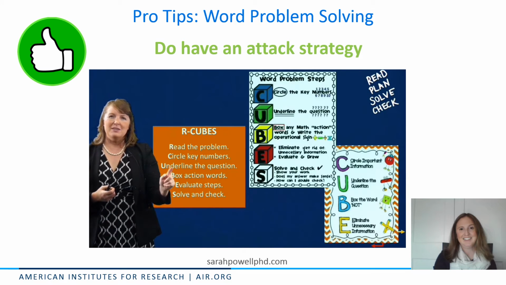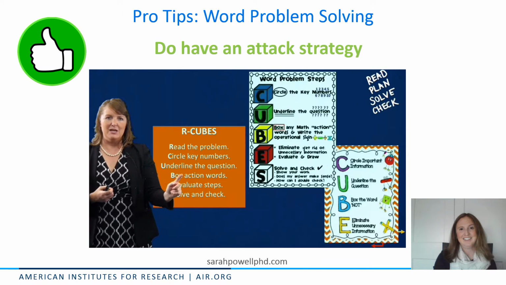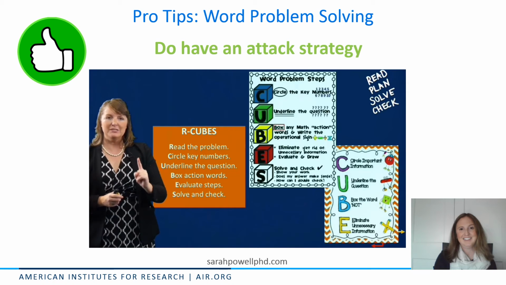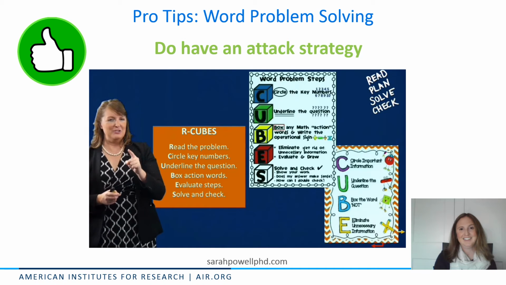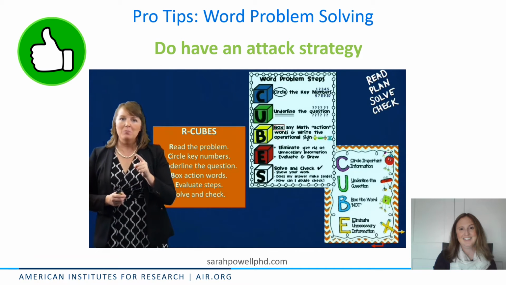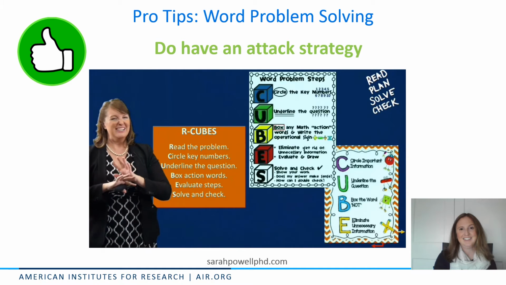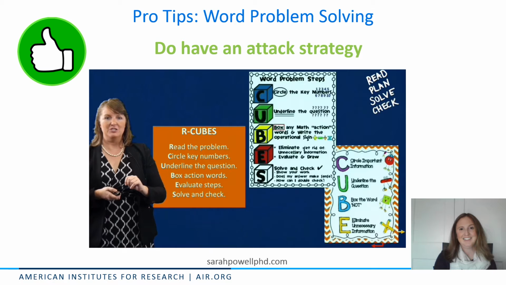And there is one thing down here. Notice that it says circle the key numbers and box the action words. Do make sure that if you do box action words, that's a totally fine thing to do, but don't tie a keyword to an operation. And there's another STAIR-tailored video that I hope you'll watch where it talks about how keywords tied to operations is an ineffective word problem strategy.